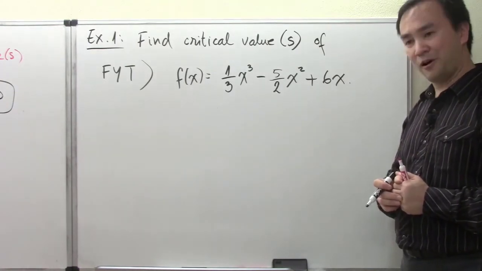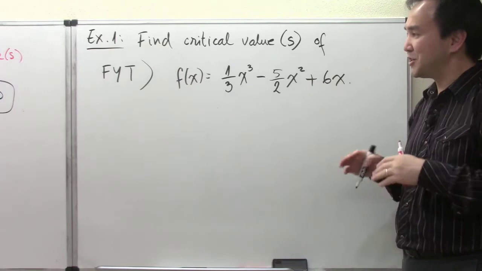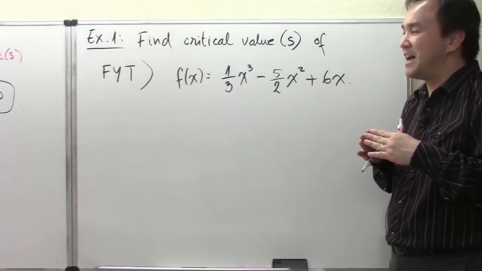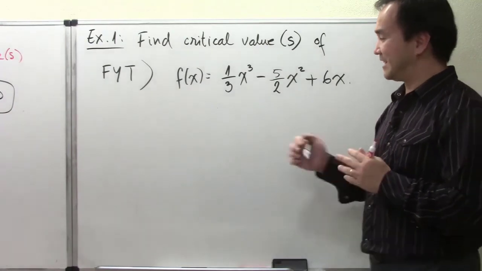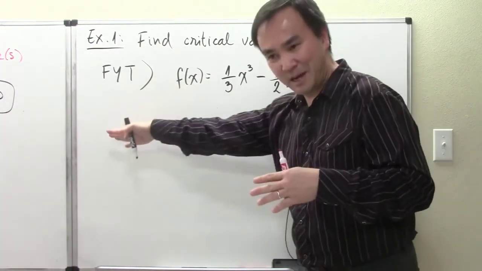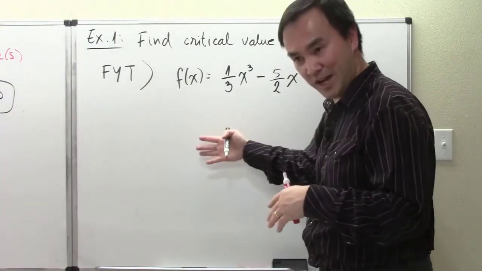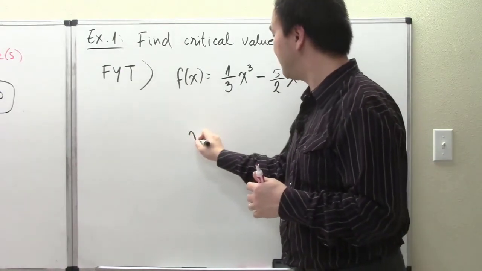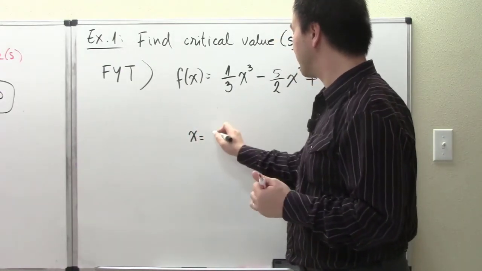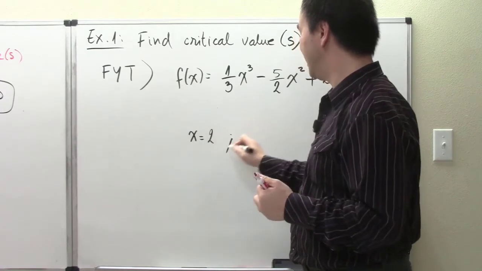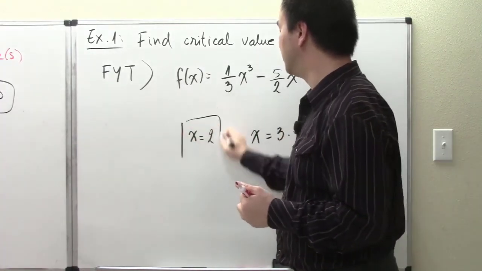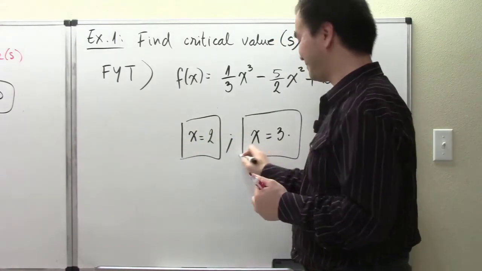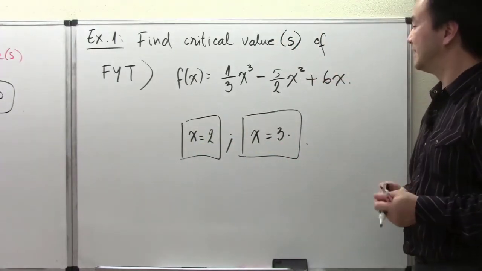All right, so hopefully you're back after having your own time. Just the way it has been for all of these FYTs that I've been offering, I'm not going to go through the steps. I'm only going to tell you the final answers. The critical values we will find are x equals 2, and there's another one, x equals 3. These are the two critical values for this particular function.